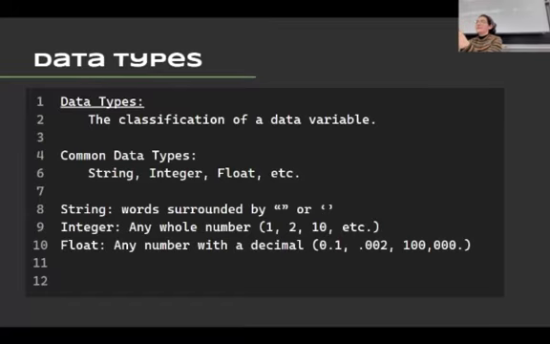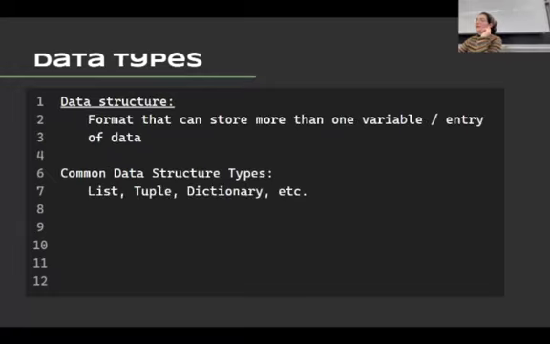A float is any number with a decimal. If there's a decimal anywhere in the number, it is a float. So you can see there's a couple of examples. 0.1 is super normal. 0.002 doesn't matter that there's not a 0 in front of it, still a float. Even if you have 100,000, if there's a decimal at the end of it, it is a float. You can convert between data types with functions, but we're not going to get into that right now. So that's just to let you know.